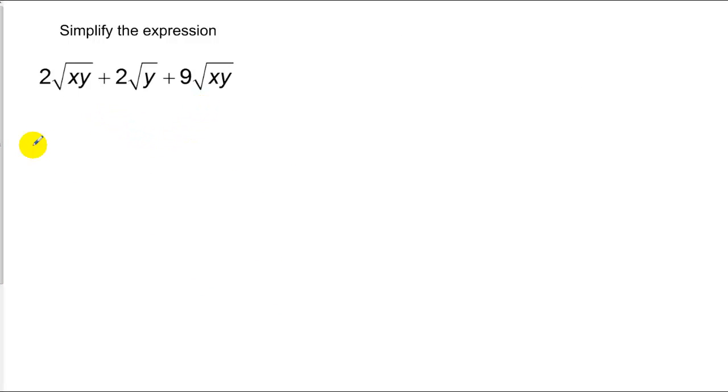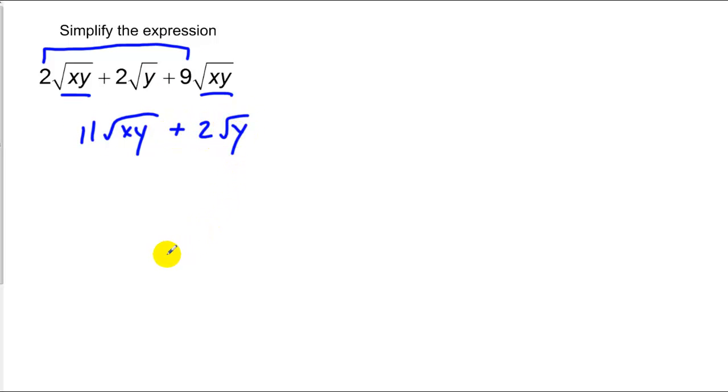So in this case, you'll notice I have 3 terms, 2 of which have like roots, 1 of which doesn't. The only things I can add together are the coefficients out in front of the like roots. So that's 2 plus the 9, which is 11, and I keep the root the same of xy. And then I'm just going to add to that 2 root y. And I leave this as my simplified solution.